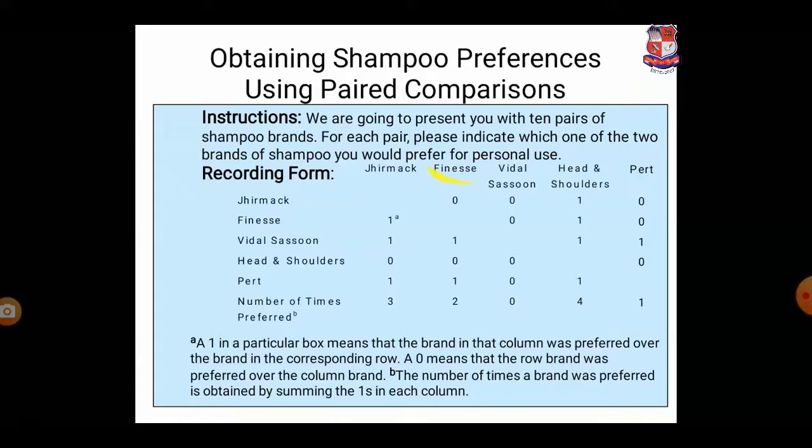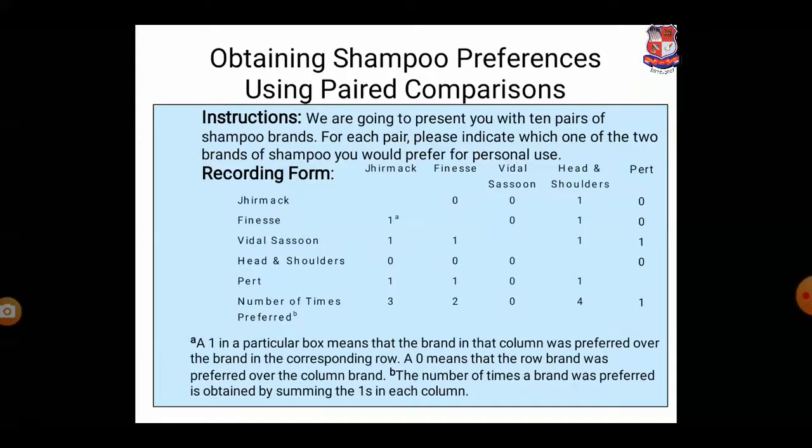If customer prefers column brand Finesse over row brand Zirkmark, then we need to put 1 here. Here some customer has given a 0, which means the customer prefers Finesse more compared to Zirkmark.